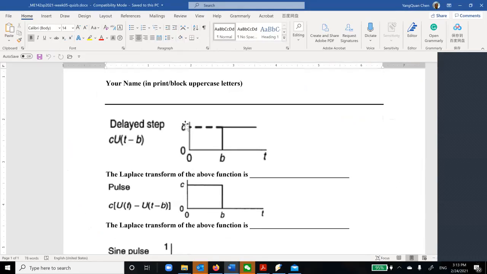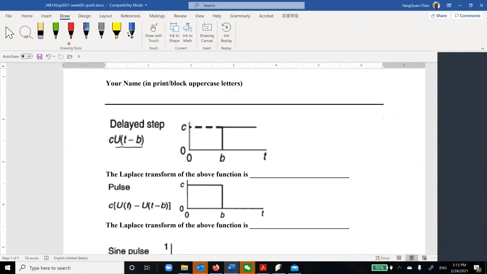So delayed input. This guy is called the Heaviside function, but delayed. This red one is called u(t), right? This black one is called c times u(t), by the way. So this is c, a constant. Then this is a shift, it's a delay, okay?